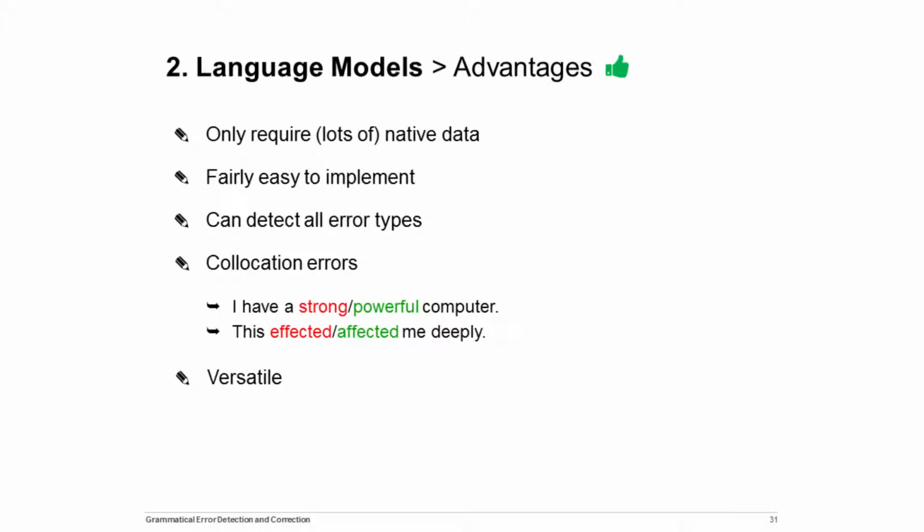Language models are also very versatile, so most of the state-of-the-art systems will always include a language model in some capacity. They'll probably have another approach as well, but language models are really good at ranking the best alternatives. So it's a useful tool to have.